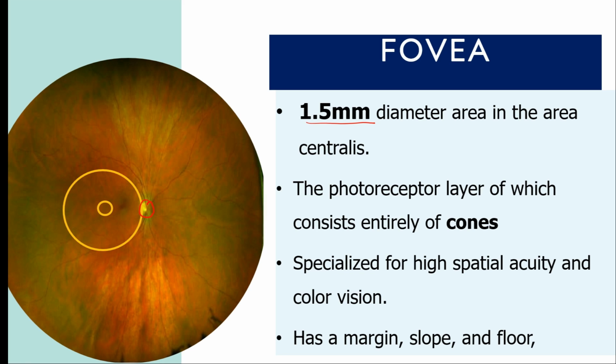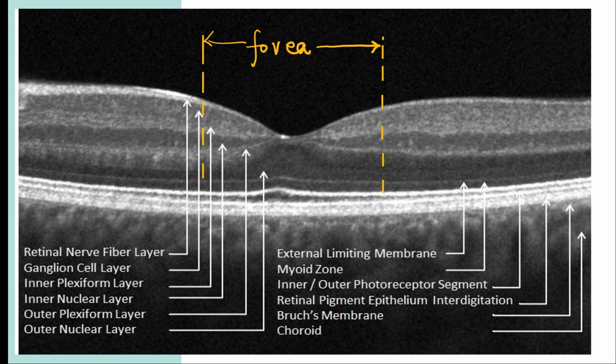Now again, since the macula has predominantly cones in it, the foveal region, as a matter of fact, consists entirely of cones. There are only cones and no rods in the foveal region, and this accounts for the high spatial visual acuity that we get over here, and is also responsible for the great color vision that we enjoy. The fovea basically has a margin, a slope, and a floor to it, so it's a three-dimensional structure.